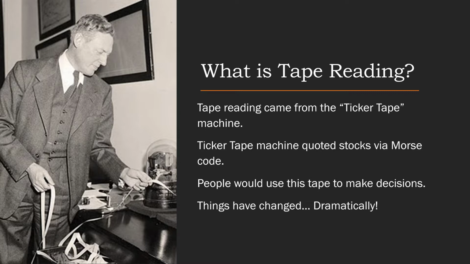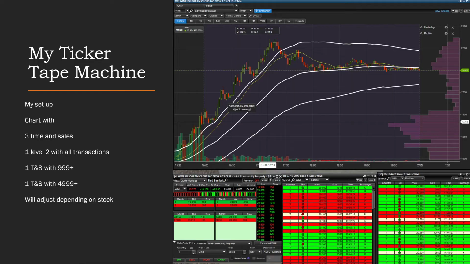Tape reading came from the ticker tape machine. It quoted stocks via Morse code, and professional traders would use the tape to try to understand the overall sentiment in the market. And we use this knowledge to make educated trading decisions. Things have changed quite drastically since that initial ticker tape machine. So my ticker tape machine looks like this. I use E-Trade, so if you have E-Trade, this is what yours will look like also. This is from E-Trade Pro.